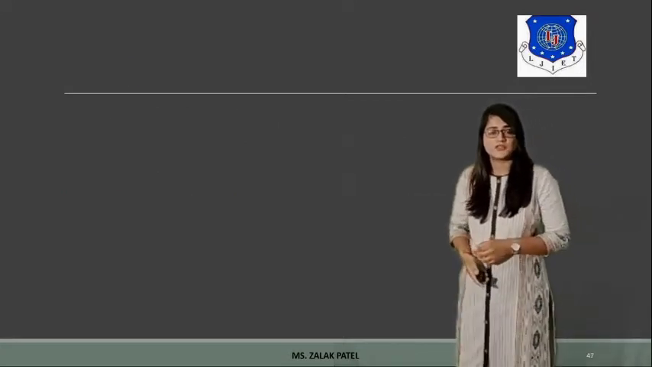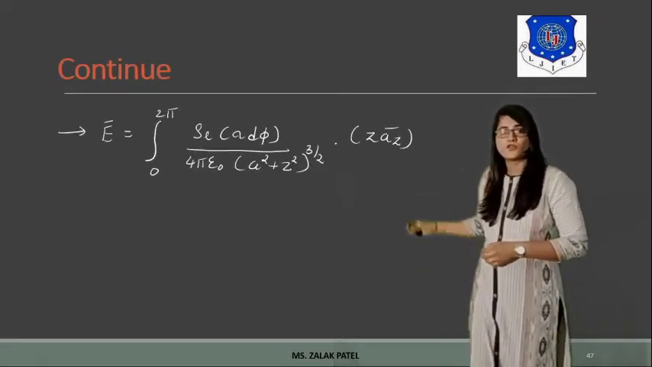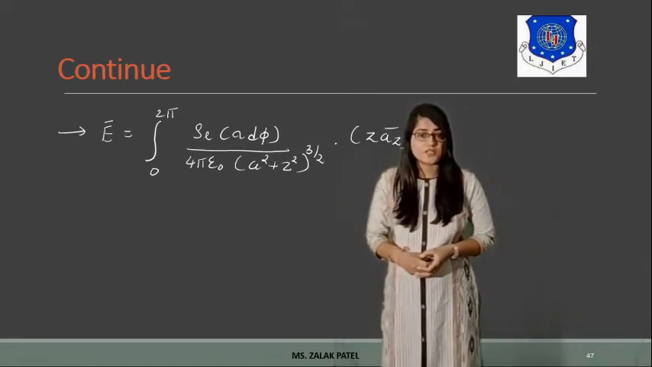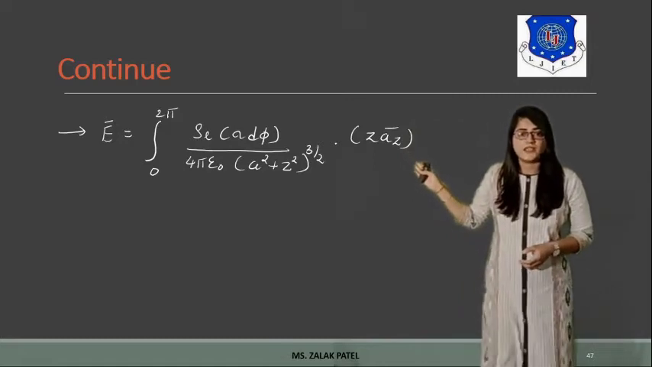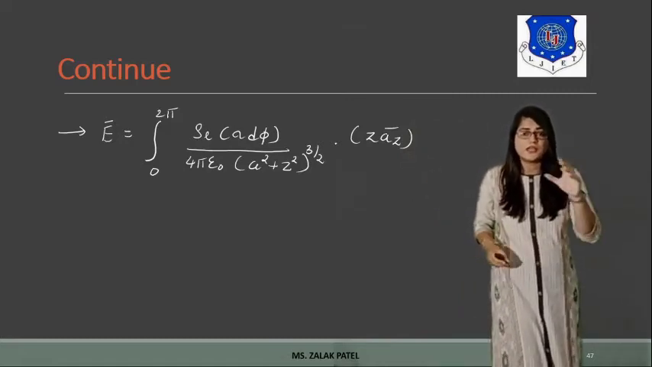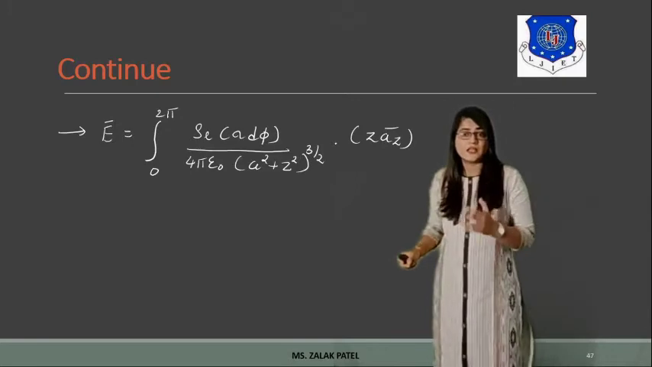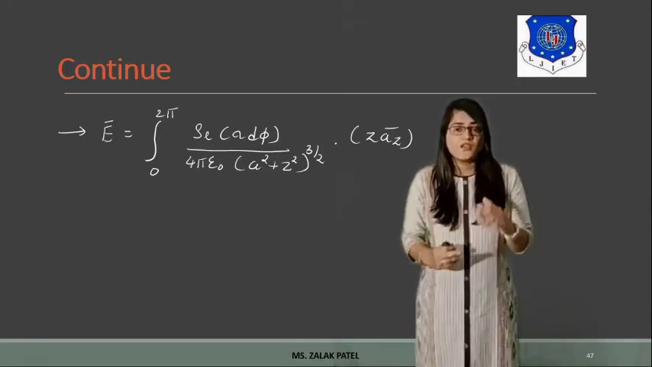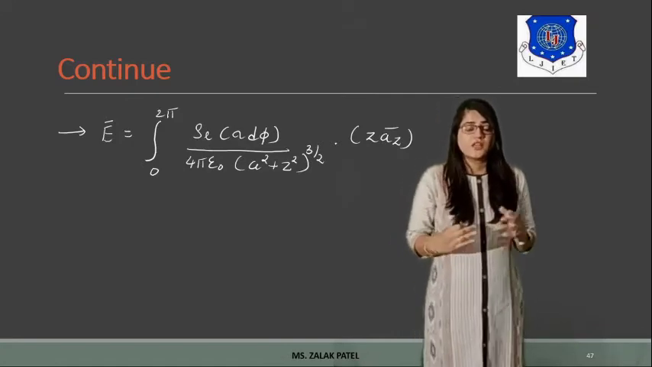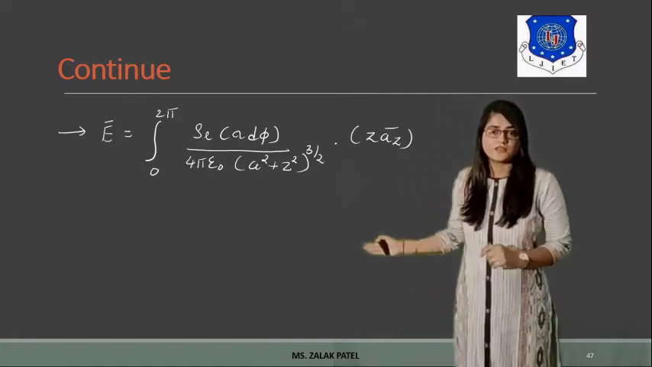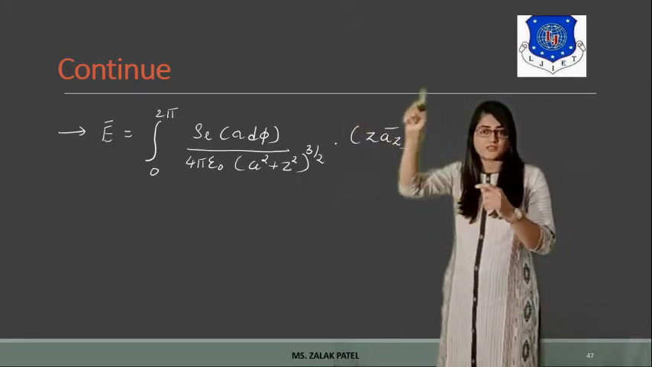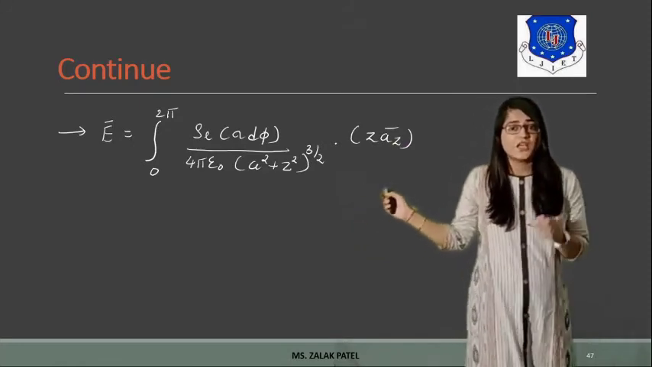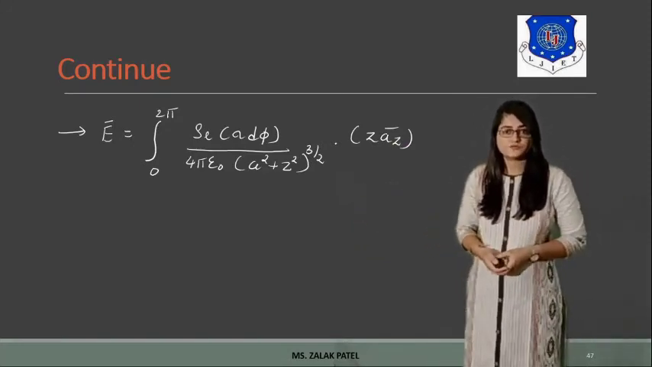So now this equation would be like this. Rho L into a d phi upon 4 pi epsilon 0 into a square plus z square raised to 3 by 2 into z az. So this is the equation. Here we want the electric field intensity, so what we have to do is the integration on both the sides. If we do the integration on both the sides, then the integration limit for phi is 0 to 2 pi, because it is a circle and the maximum limit of a circle is from 0 to 2 pi. That's why here we take the limit from 0 to 2 pi.